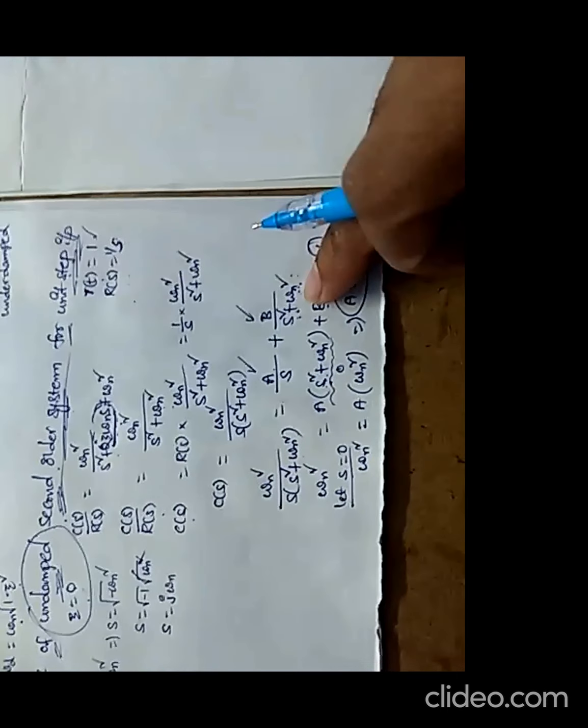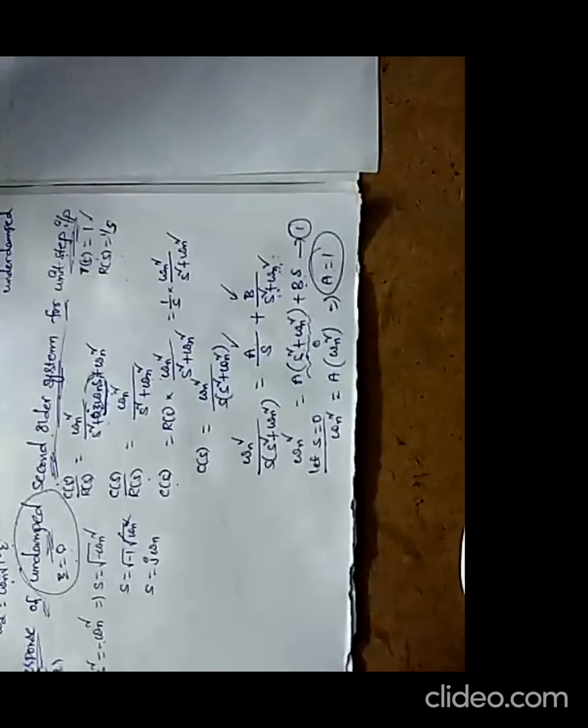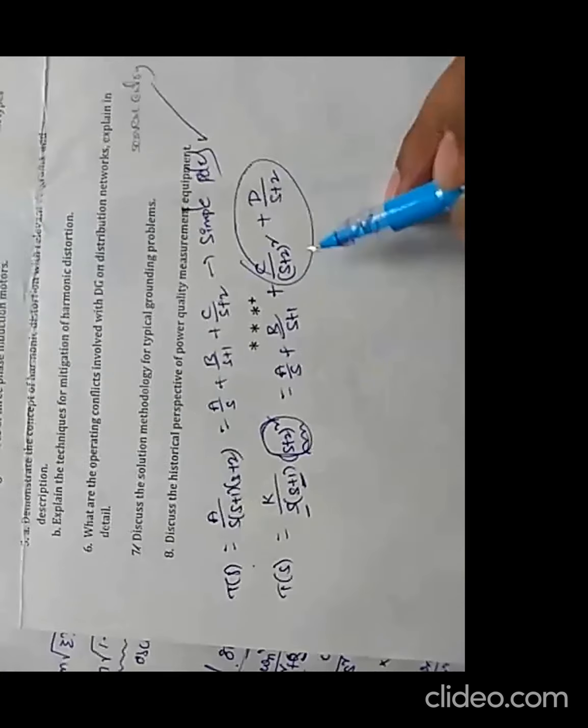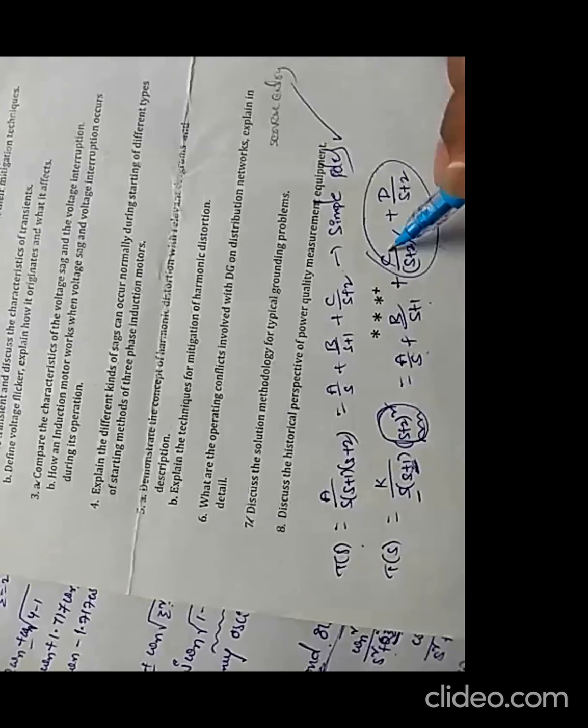If multiple poles are there, then it can be written like that. If it is a multiple pole, for example K by S into S plus 1 into S plus 2 whole square, we already discussed this yesterday. So here A by S plus B by S plus 1 plus C by S plus 2 whole square, because of the multiple poles, plus D by S plus 2.